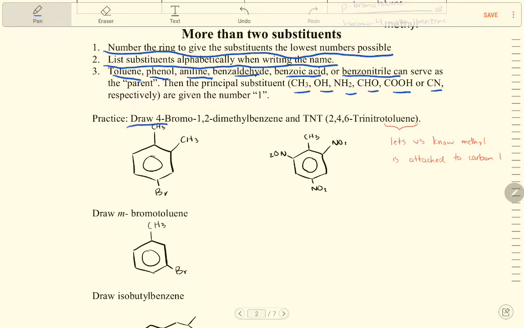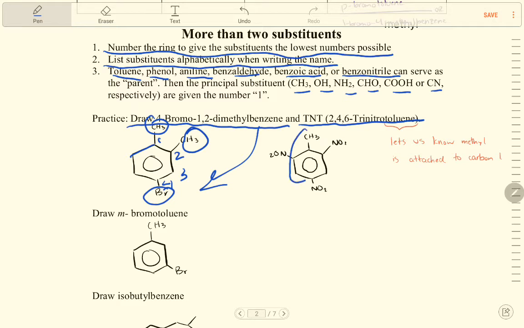Let's say we need to draw 4-bromo-1,2-dimethylbenzene and TNT, 2,4,6-trinitrotoluene. In this one, 4-bromo. This is a benzene ring, 1, 2, 3, 4. So this is 4-bromo-1,2-dimethylbenzene. This is the perfect structure. Now trinitrotoluene. This whole thing is the toluene structure, but 2,4,6-trinitrotoluene.